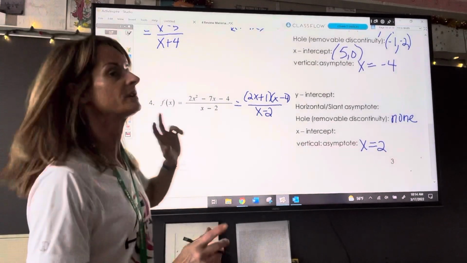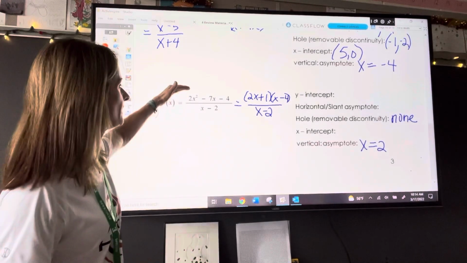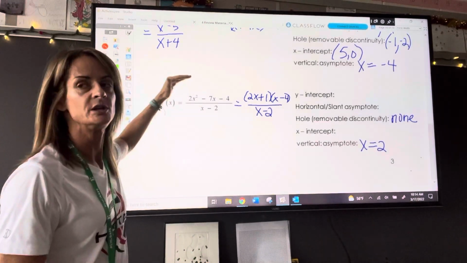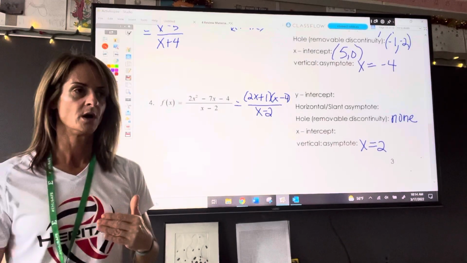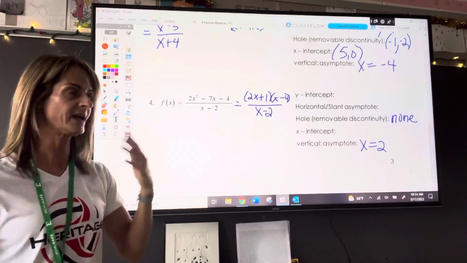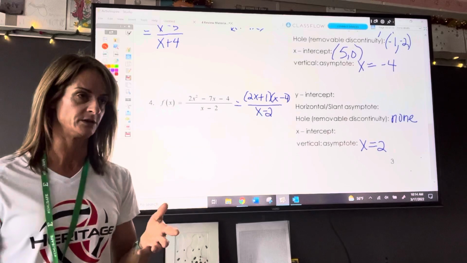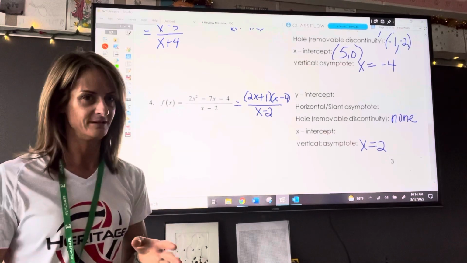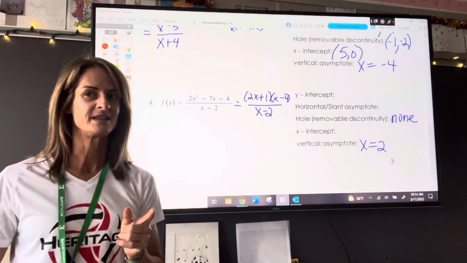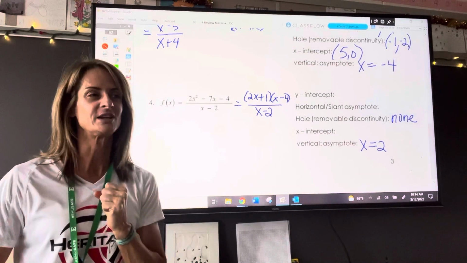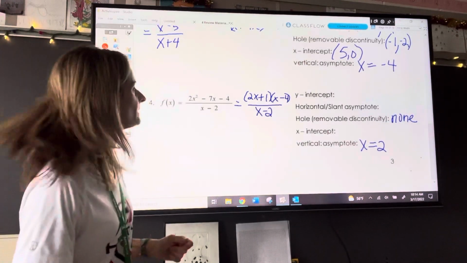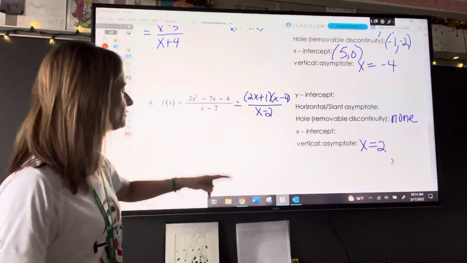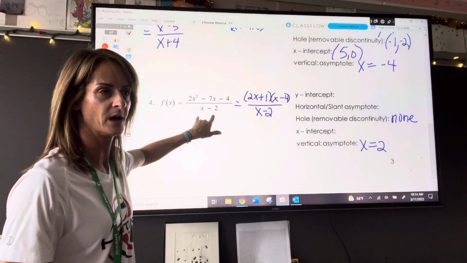And if you look at the degree, now this is important, between the numerator and the denominator, the degree of the numerator is higher than the degree of the denominator, which means we are going to have a slant or an oblique asymptote, not a horizontal one. And that means we're going to have to do long division. Yay! So let's start. Technically, you can do synthetic with this problem.